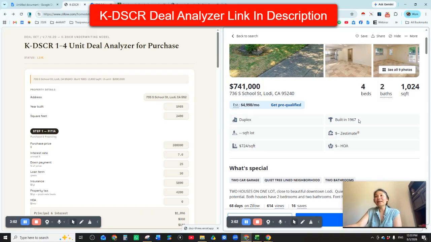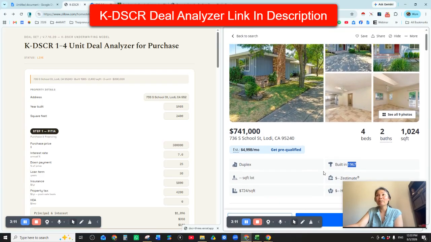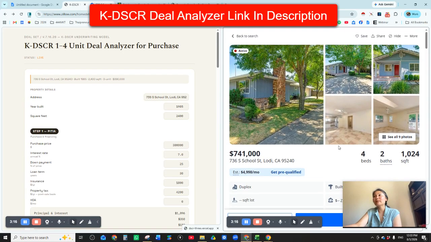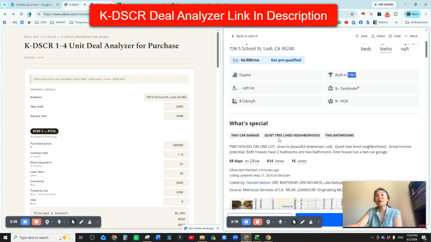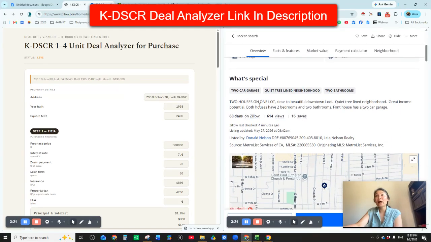Okay, built in 1967, so do the math, almost 50 years old home, and it looks like they just upgraded it or did some kind of cosmetic improvement. Two-car garage, quiet train line, two bathrooms, two houses on one lot. So they call it a detached property for the rental. When we quote for the loan, they will ask you detached or attached. Detached means two houses separately. Attached means they share a wall.